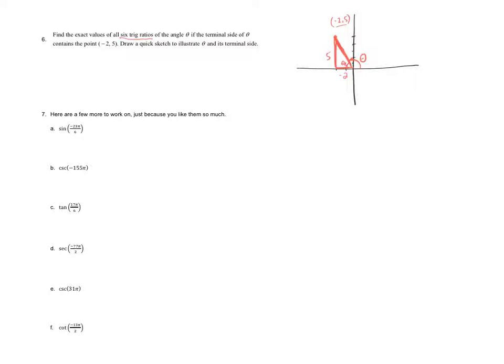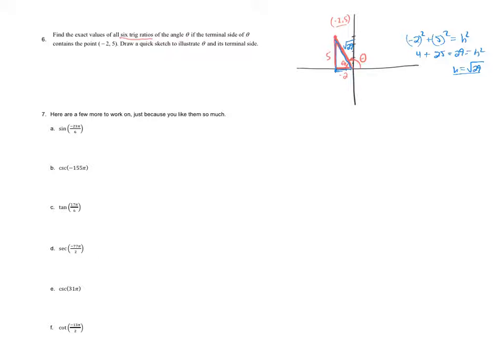Off here on the side, -2 squared plus 5 squared equals our hypotenuse squared. So that's 4 plus 25, which is 29, which is our hypotenuse squared. So our hypotenuse is root 29. Now notice I disregarded the plus or minus there, because it's the hypotenuse, and we talked in class about how that's always going to be a positive quantity. So there are the 3 sides of our triangle: left 2, up 5, and the hypotenuse is root 29.